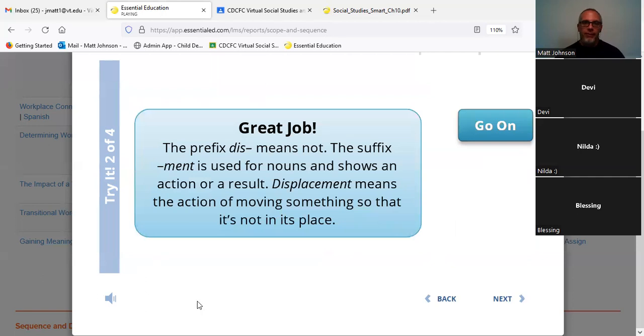Great job. The prefix dis means not. The suffix ment is used for nouns and shows an action or a result. Displacement means the action of moving something so that it's not in its place. Okay, let's go on here.